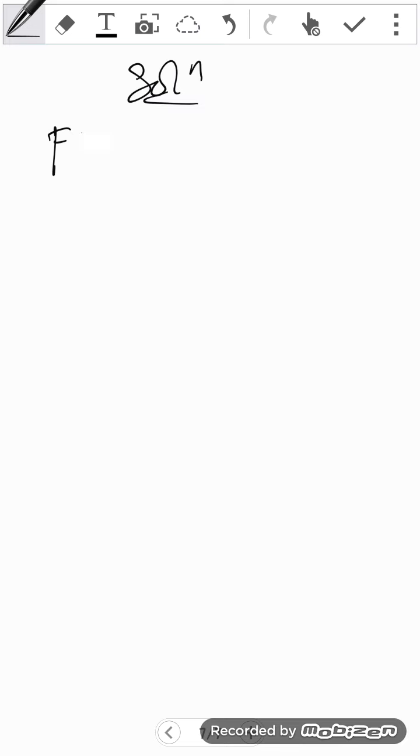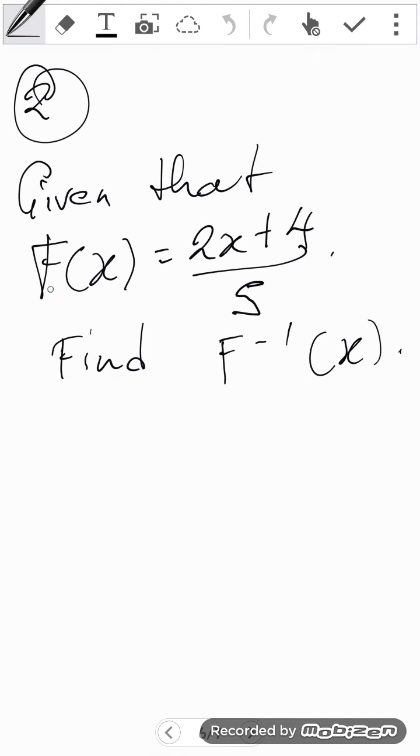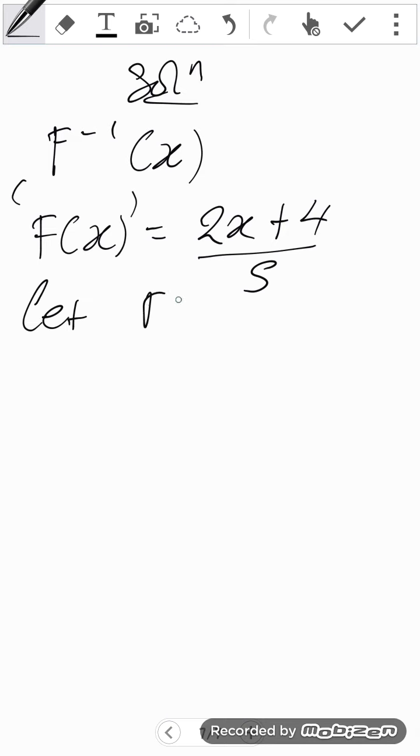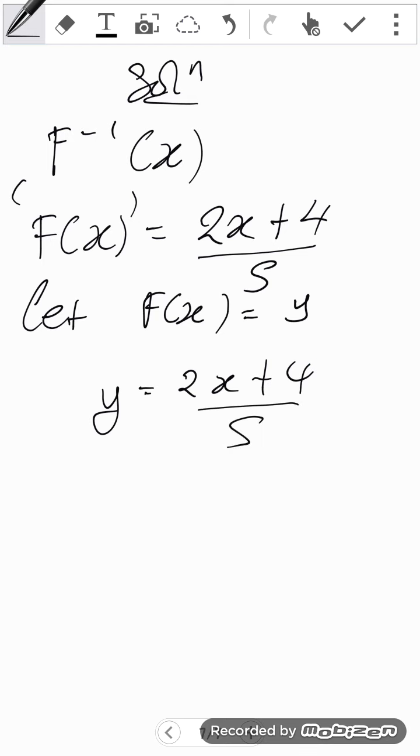So to find f inverse of x, we simply look for the function starting with the letter f, where we say f of x is equal to, look at what we have here, we have f of x is equal to 2x plus 4 over 5. So we say 2x plus 4 over 5. Then we say let f of x be equal to any letter of our choice, but in most cases we pick y. So now this whole entire thing is now y being equal to 2x plus 4 over 5.